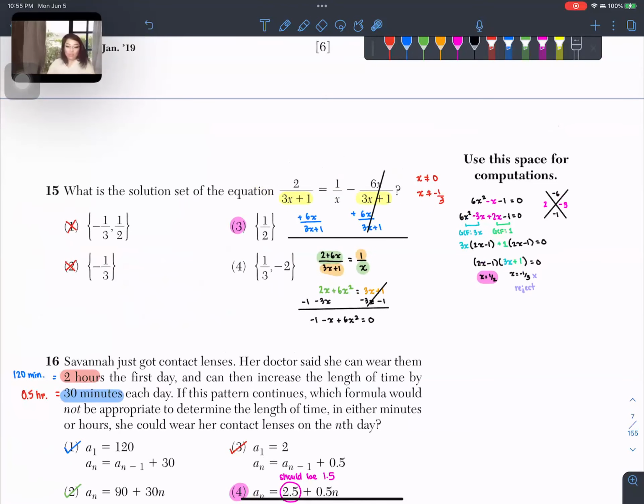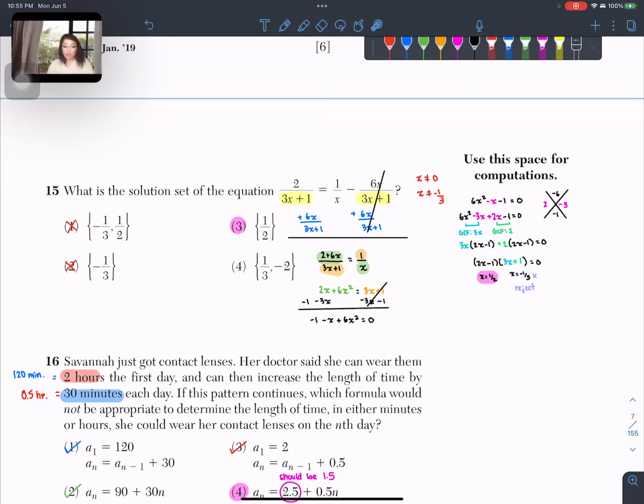15, the quickest solution is to combine these two fractions, and also to note that the denominator cannot be 0 and negative 1/3. So that means 1 and 2 are out. So it's either 3 or 4. And then you just cross multiply and solve, and you're going to get negative 1/3 and then 1/2. So the correct answer is 3.